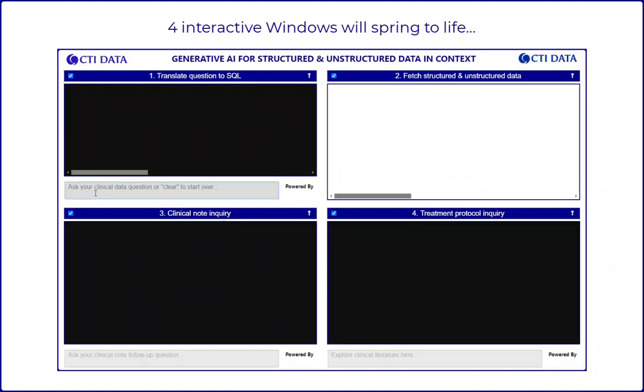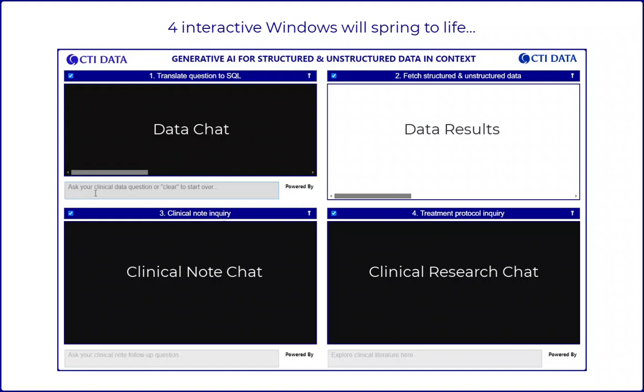To understand what's happening with the technology, we've created 4 windows so you can see how the system is working. In window 1, we chat with structured EHR data and observe the system generating the logic necessary for interacting with our data sources. In window 2, we apply a data federation service to retrieve the data. In window 3, we interact with clinical note text in the same context as the data in window 1. And finally, in window 4, we interact with external evidence-based clinical research relevant to the patient that we've been working with in windows 1, 2, and 3.